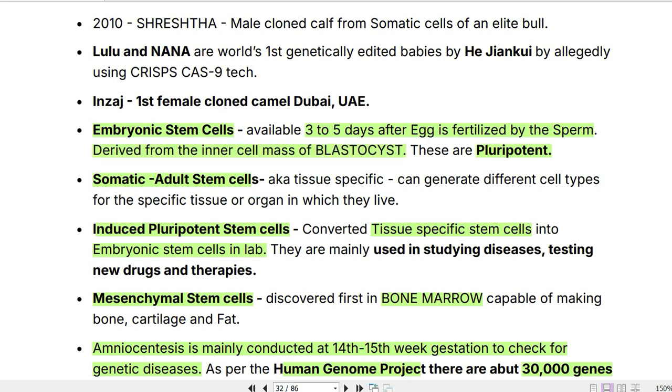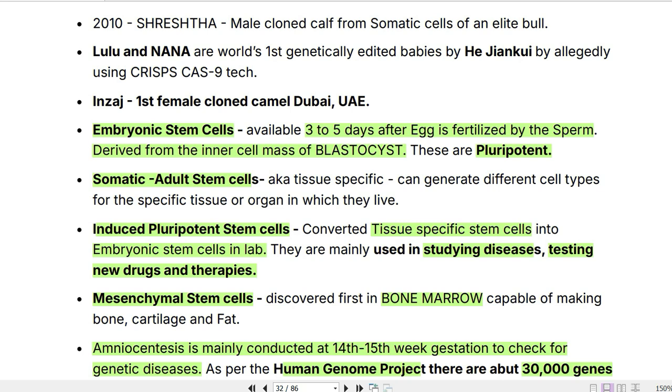So that is what I'm trying to say, that there are basically 4 types of stem cells. The embryonic stem cells have the most potency of differentiation. Then somatic adult stem cells are derived from certain specific tissues, and they can differentiate into certain specific tissues only. And then we have induced pluripotent stem cells. So certain tissue stem cells are, under controlled conditions in the laboratory, artificially converted into embryonic stem cells. That technique is used in studying diseases and testing new drugs and certain therapies. And these new induced cells are called induced pluripotent stem cells.